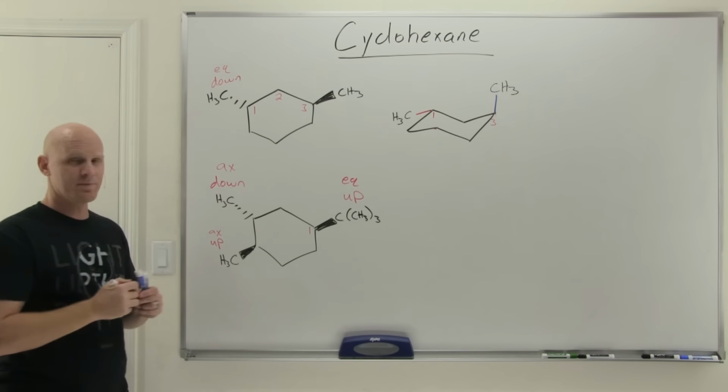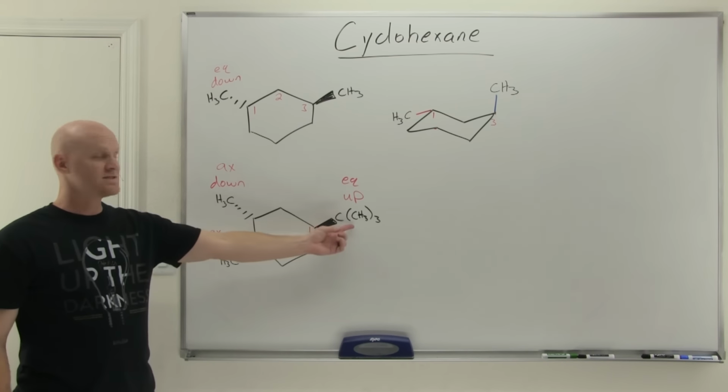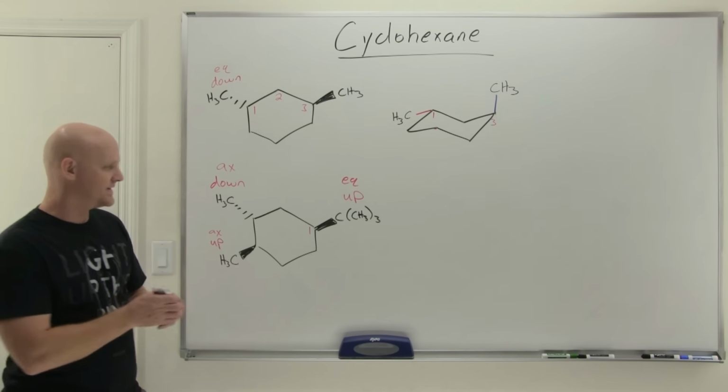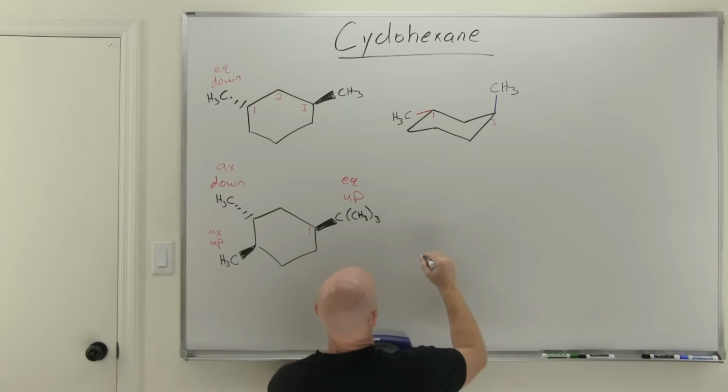So it turns out we're stuck a little bit. The best conformation we're going to get is going to have that T-butyl group equatorial for sure, but unfortunately both methyl groups are going to end up being axial instead. Let's draw it out.